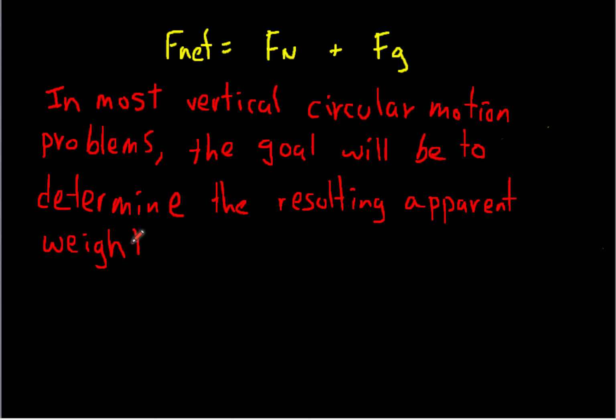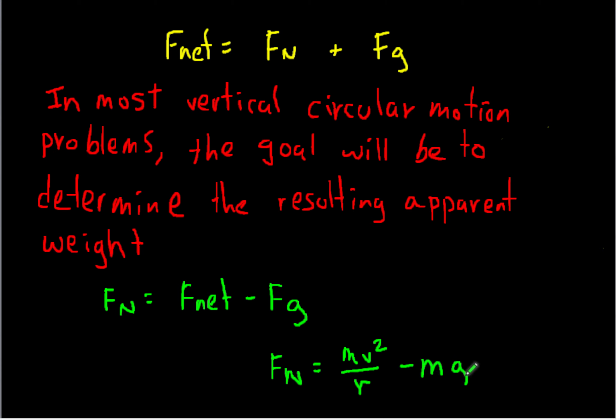Because, as I said before, when a person experiences a change in their apparent weight, it can have some physical effects. So we rearrange for the normal force. Normal force is Fnet minus Fg, where Fnet is mv squared over r, and Fg is mg. We're going to use this formula in all the examples that are to come throughout this video.